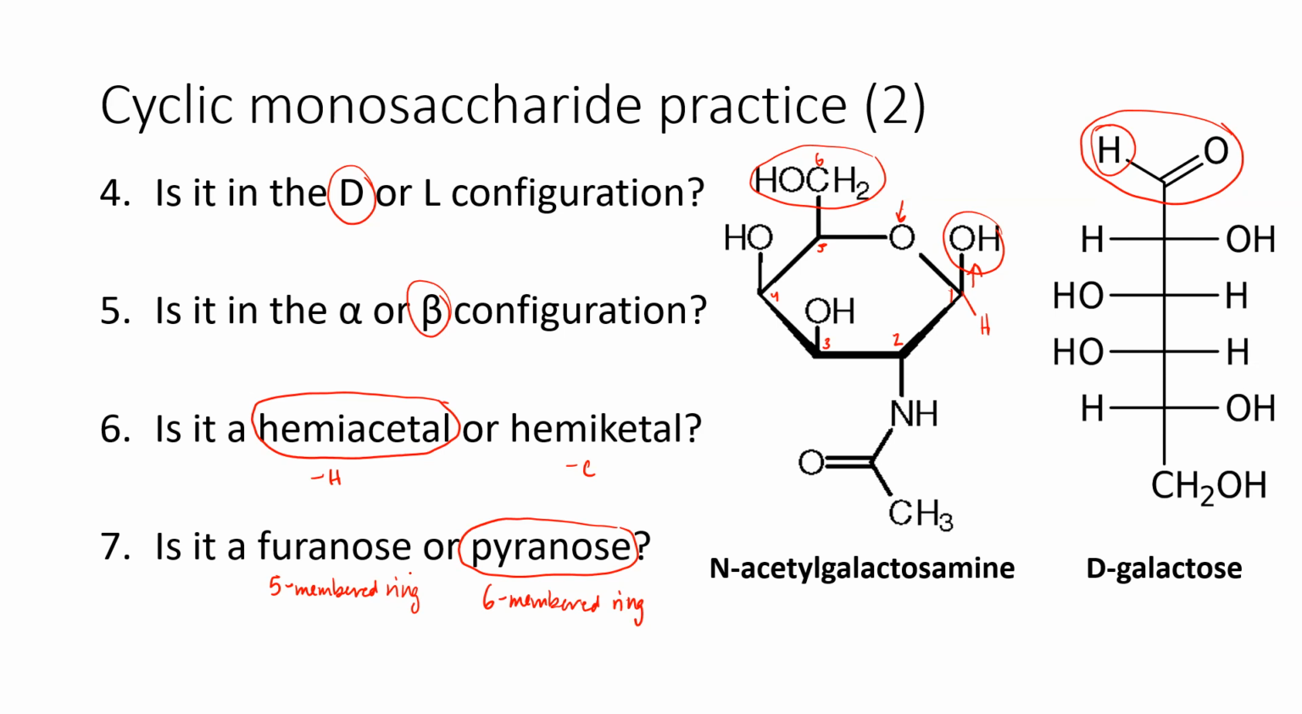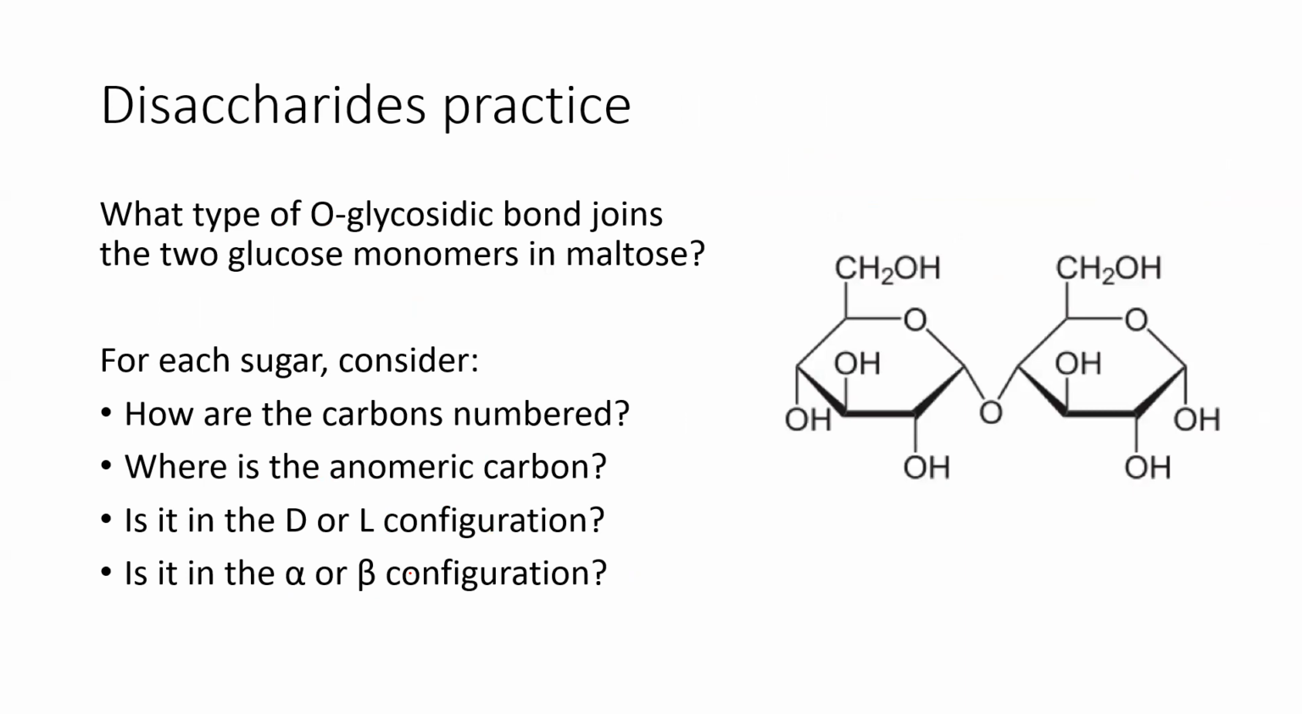Okay, so let's talk about disaccharides. Here we're looking at a disaccharide called maltose. The question is, what type of O-glycosidic bond is joining these 2 glucose monomers in maltose? For each sugar, you want to consider the numbering of the carbons. Where is the anomeric carbon? Is it D or L? And is it alpha or beta?